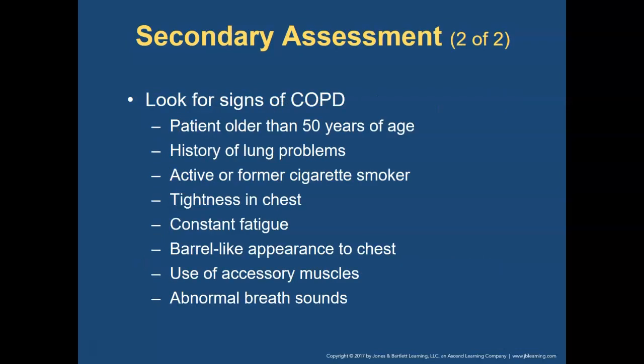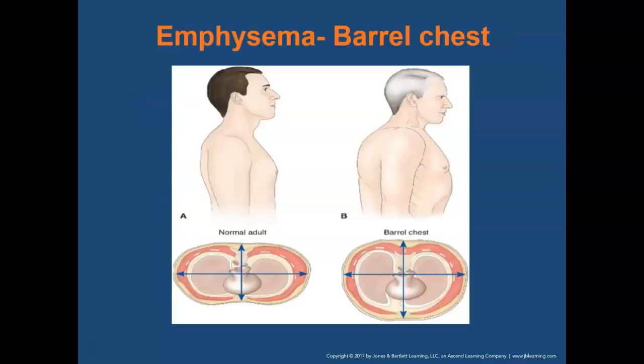Now, look for signs of COPD. Usually you get some kind of, I wouldn't call them telltale signs, but you see this is common. So patients usually older than 50, they have a history of lung problems, almost always long-term active or former cigarette smokers, complain of tightness in their chest, may have a barrel-like appearance to their chest, often use accessory muscles to breathe, and exhibit abnormal breath sounds.